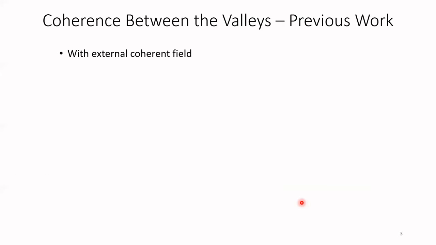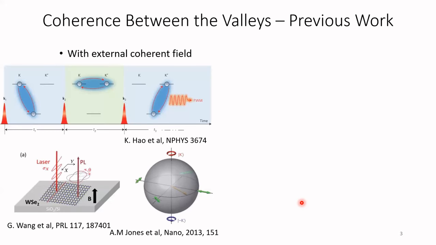So broadly, there are two major ways to control the coherence between the valleys. One is with an external coherent field, so basically an external electric or magnetic field. As you can see here, you apply one light pulse and create an exciton in the K valley. So this notation here, K is plus K and K prime is minus K. A lot of this notation will be interchanged, K prime and plus K, minus K, so just keep this in mind.